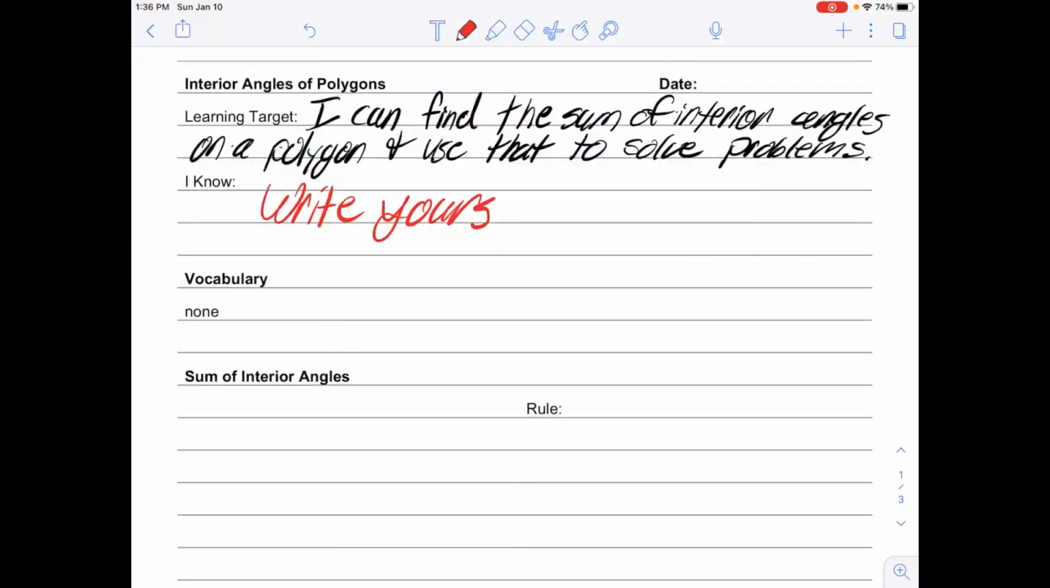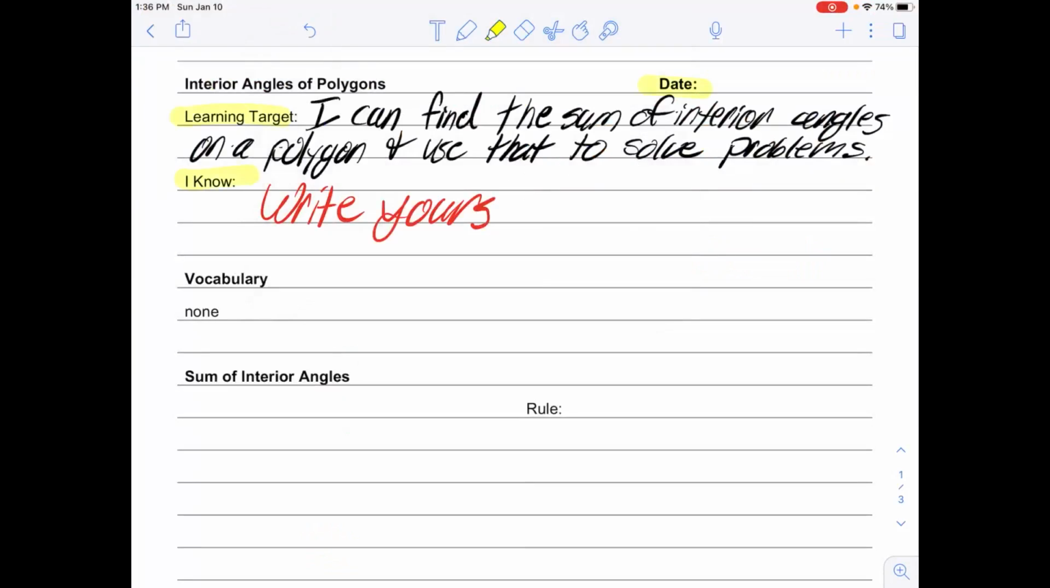Today's video, we are talking about the interior angles of polygons. So our learning target today is: I can find the sum of interior angles on a polygon and use that to solve problems. Write down the date you're watching this and then write down what you already know.